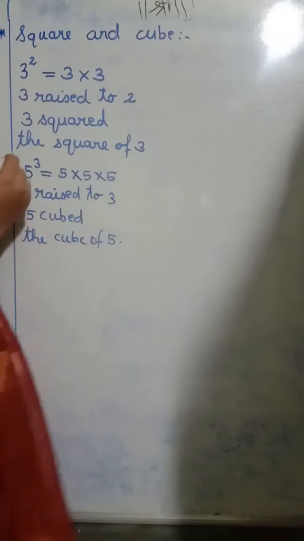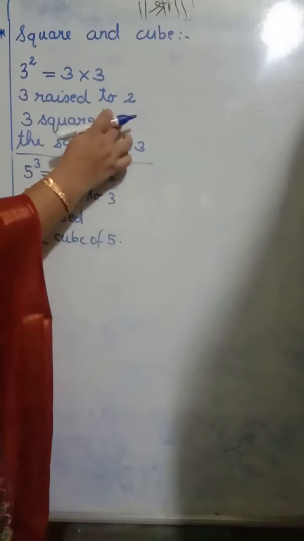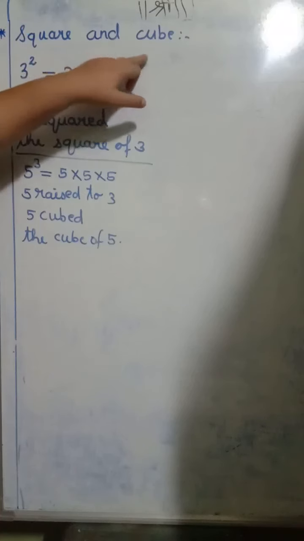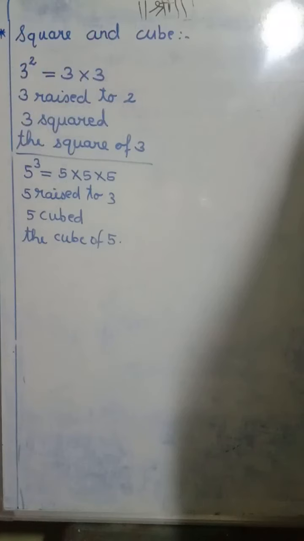Now this is the square and this is the cube. Always remember, children, the second power of any number is the square of that number, and the third power of any number is the cube of that number.